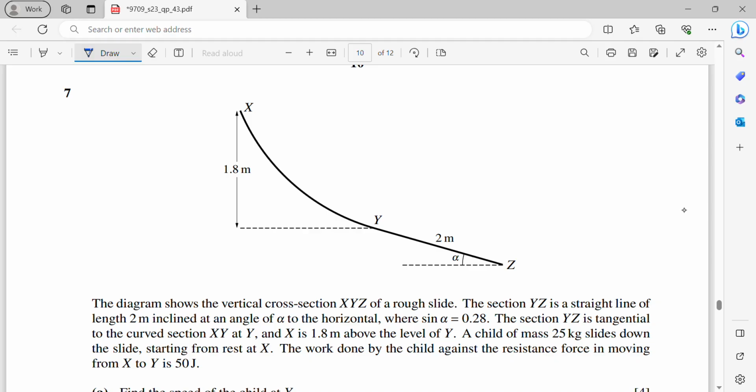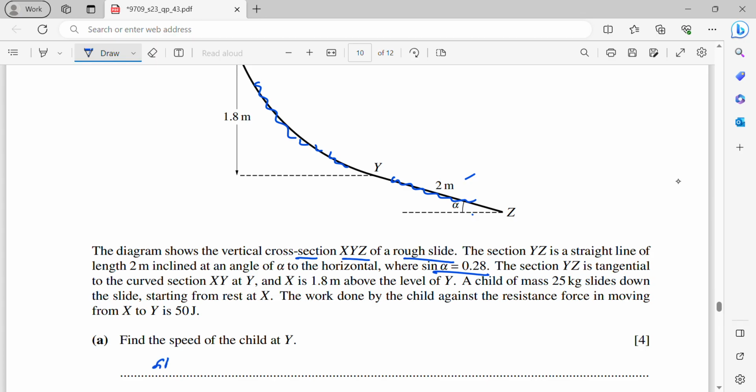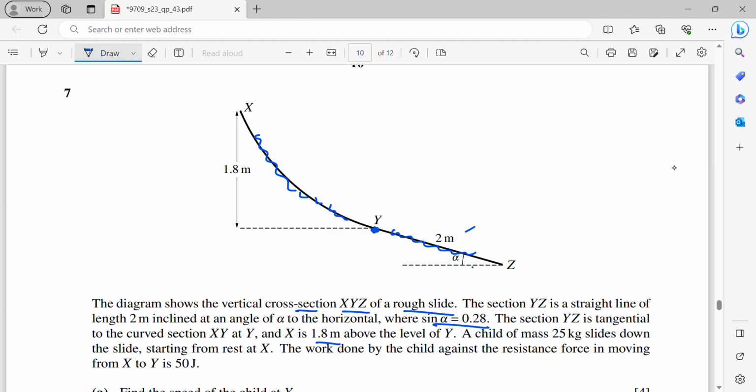For question 7, the diagram shows a vertical cross-section XYZ of the rough side. Okay, all these are rough. The section YZ is a straight line of length 2 meters, inclined at the angle alpha, and sine alpha is 0.28. The section YZ is tangential to the section XY at Y. So this is the Y. And X is 1.8 meters above the Y. So here is 1.8.